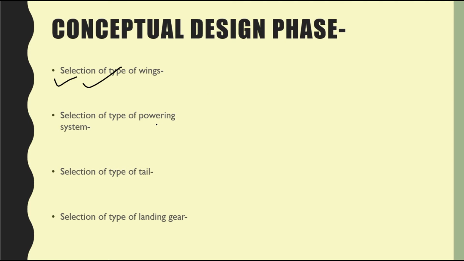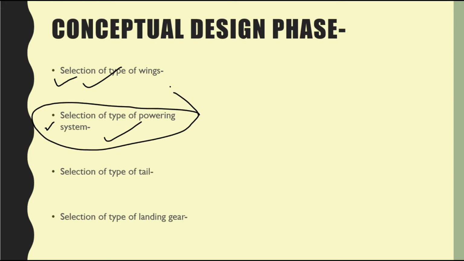After that, selection of type of powering system. Your aircraft is going to be powered by two engines or one engine, or let's suppose, are you having an electrical powered aircraft or a fuel powered aircraft, that's going to be discussed in this part. So these are some of the aspects that I'm mentioning over here.